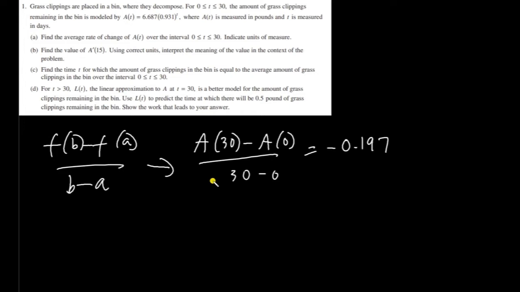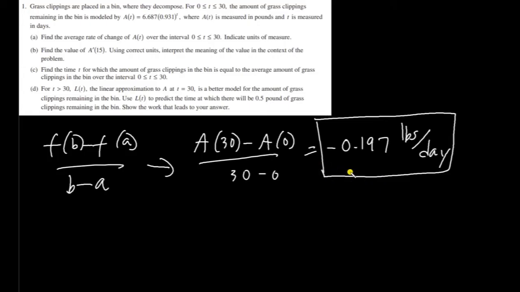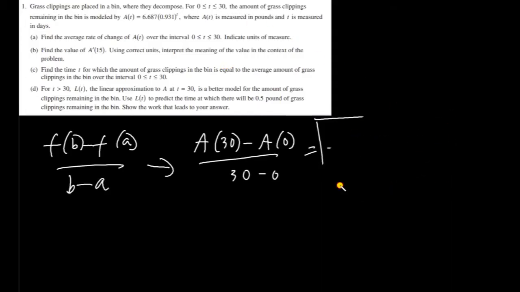And for units, we need to think about it: on top here we have A(t), and on the bottom we just have t, right? So A(t) is measured in pounds and t is measured in days. Since we're dividing pounds by days, the units will be pounds per day. So that is the average rate of change of A(t) over the interval from 0 to 30. That's part A, and this was a 1-point question. 1 point for the correct answer with units.